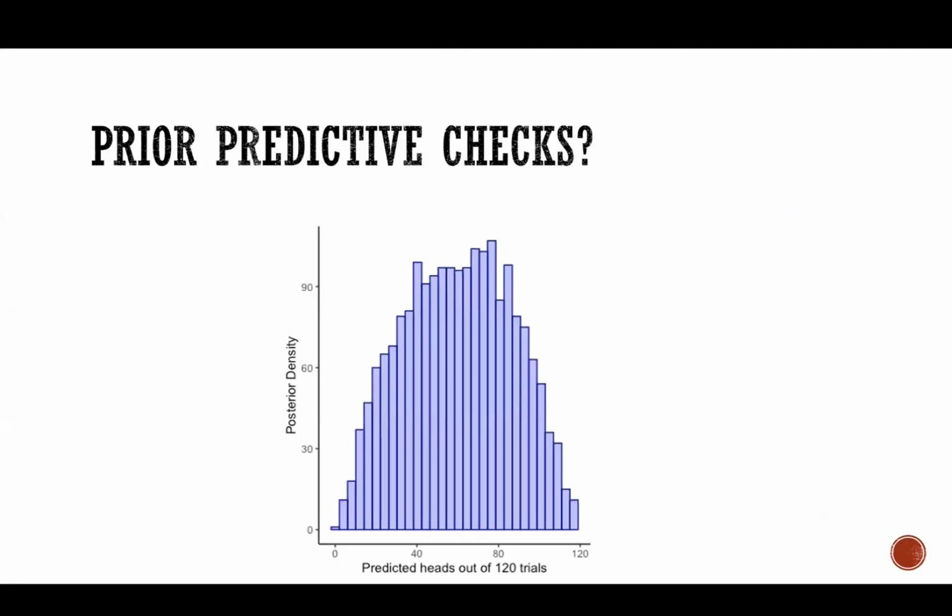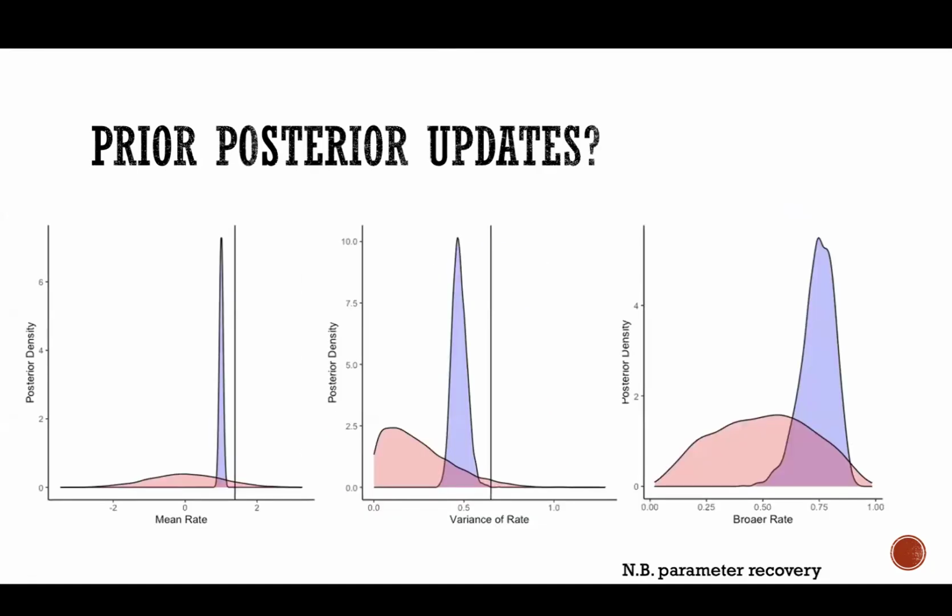We do the prior predictive checks, right? This is the kind of population level distribution of right choices out of 120 trials that we expect. This is the prior posterior updates for the mean rate, the variance of the rate, and the broader rate, that is the rate that takes into account both the mean and the variance. The posterior is very pointed in all the cases. The model has learned a lot from the data.